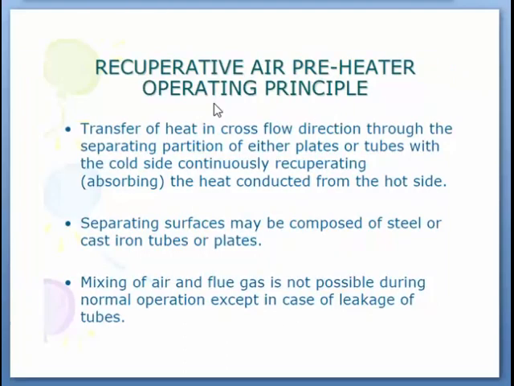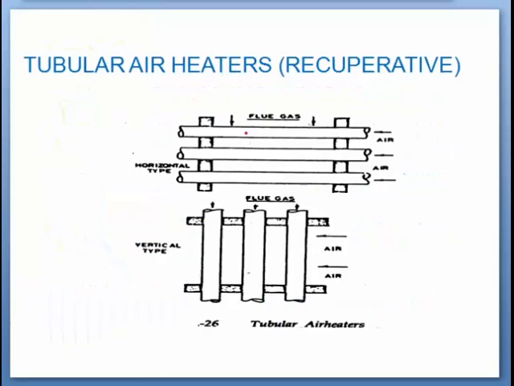The operating principle of the recuperative air preheater is that it transfers heat in cross flow direction through the separating partition of either plates or tubes, with the cold side continuously recuperating, meaning absorbing, the heat conducted from the hot side. So here you can see both streams are separated by a tube or plate, and the air or the cold media is continuously absorbing the heat of the heating fluid.